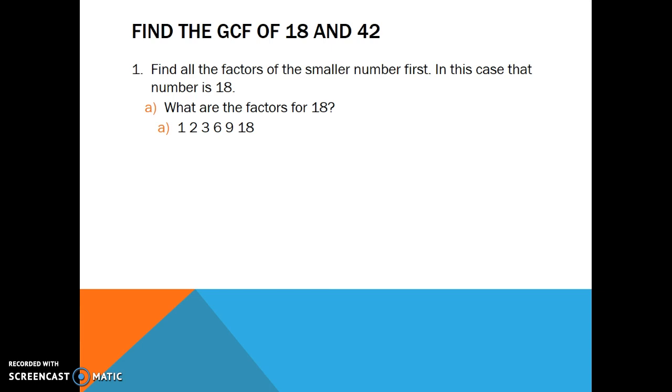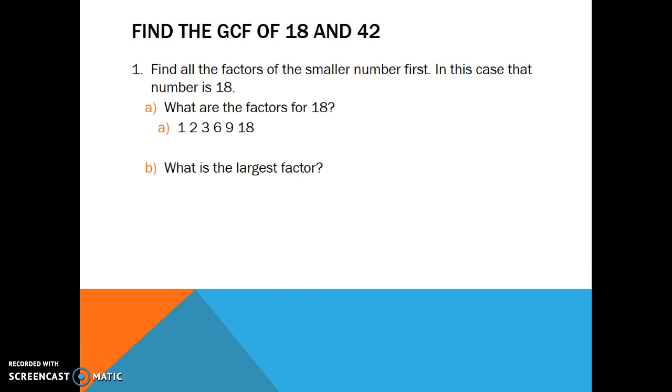Now again, what I mean by that is those are numbers that you can multiply to find the product. So for example, 1 times 18 is 18. That's the number I'm shooting for. So 1 and 18 are factors. 2 times 9 is 18. So 2 and 9 are factors. 3 times 6 is 18. So 3 and 6 are factors.